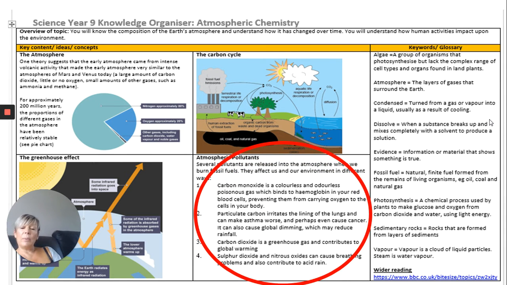The final part on this knowledge organiser is all about atmospheric pollutants. These are just numbered key points. Now, what I'd advise you to do here is to skim read through this and look for the pollutants. And we can see that the pollutants there are carbon monoxide, carbon dioxide, and then particles of carbon in the atmosphere.